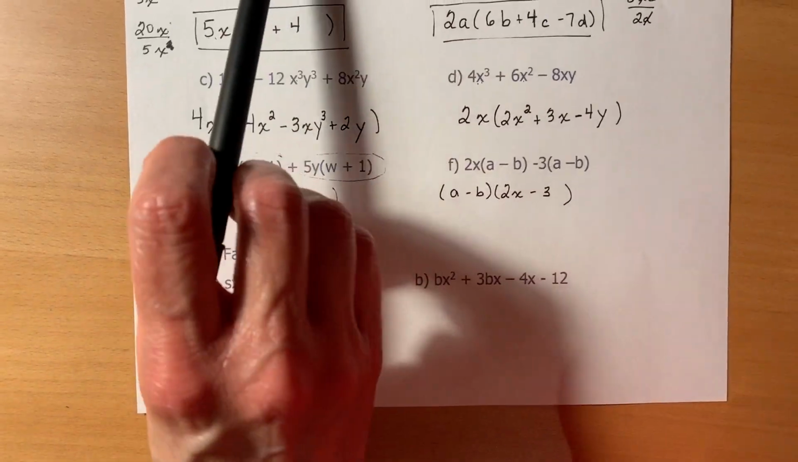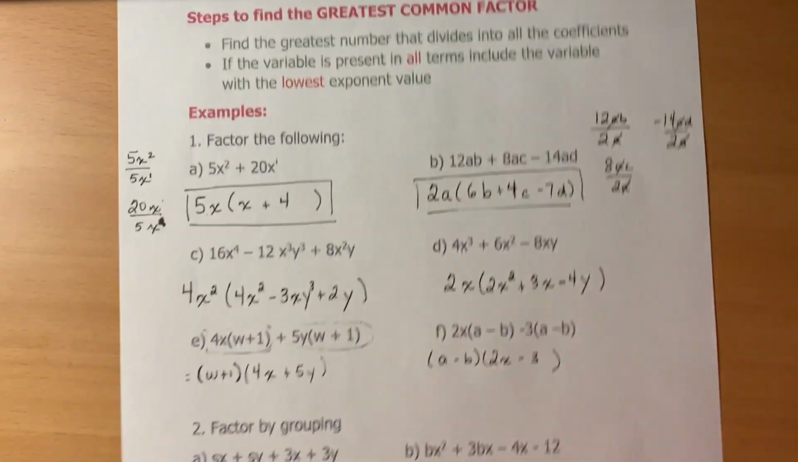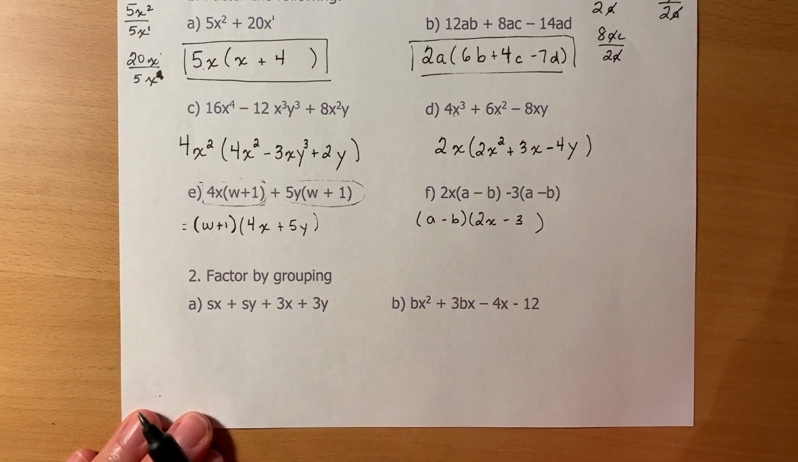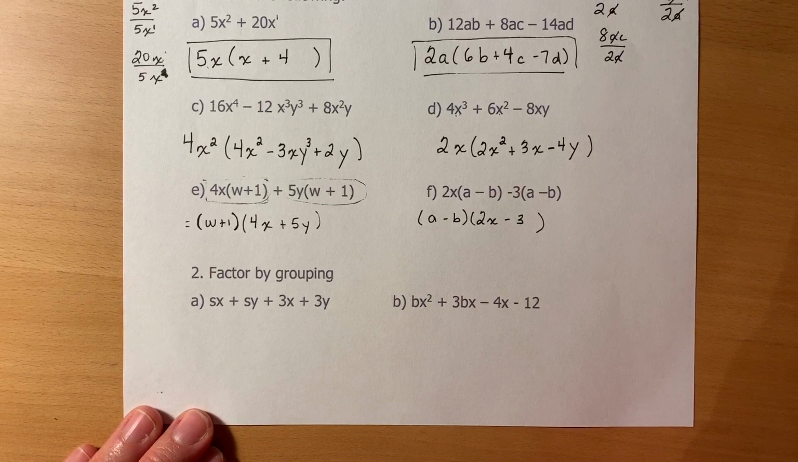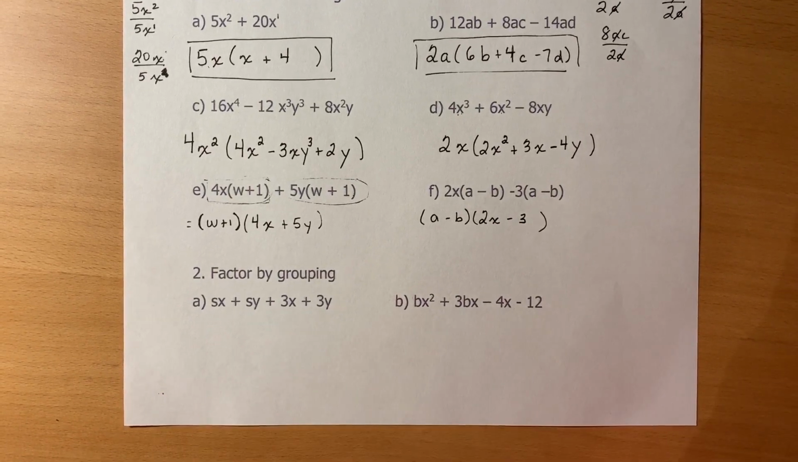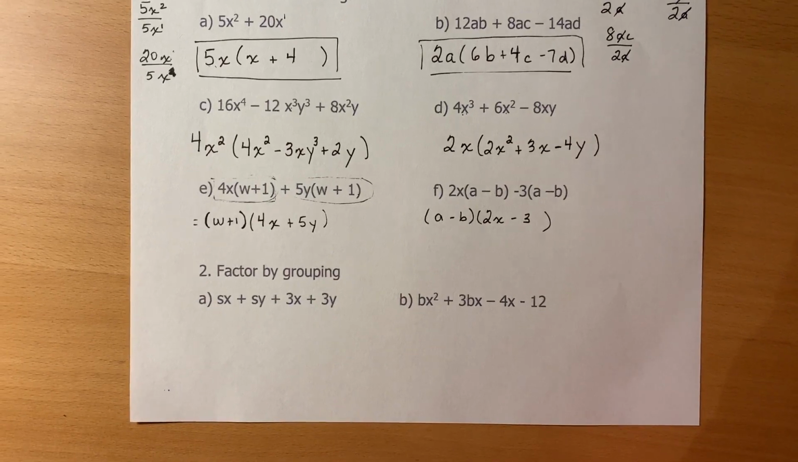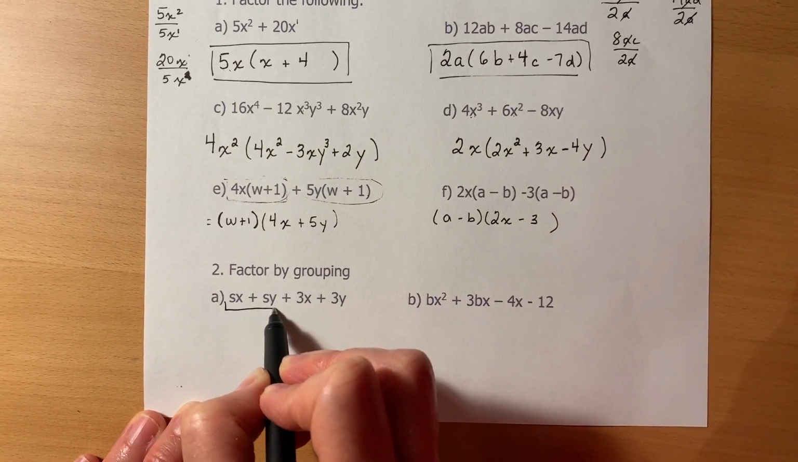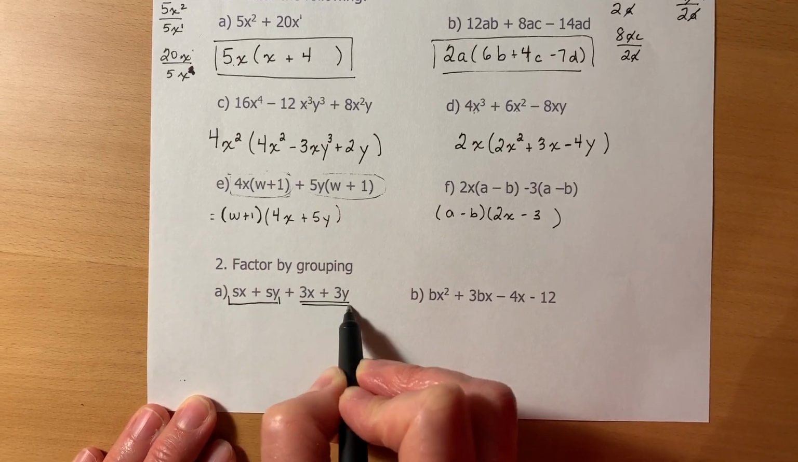So if I tried doing these steps here, I would notice that I do not have the s variable present in all. I don't have x present in all or y, and the largest coefficient that goes into all of them is 1. So it looks as though this can't be factored, but it can be. And what you do is you group them. You group the first two together, and you group the last two together.